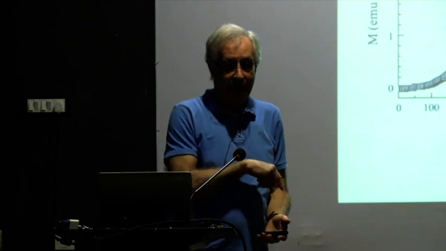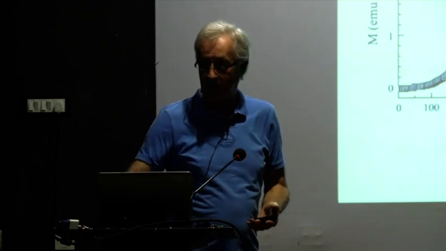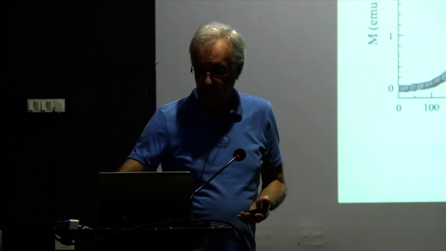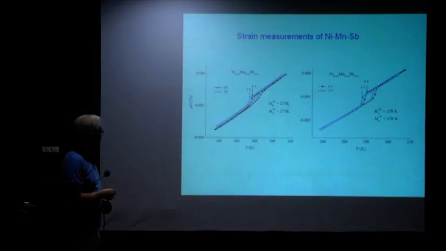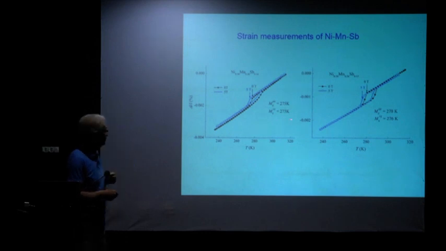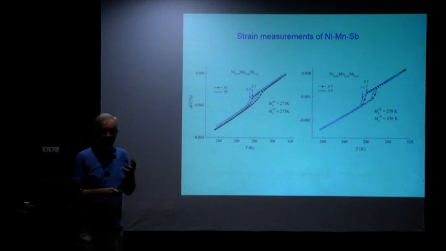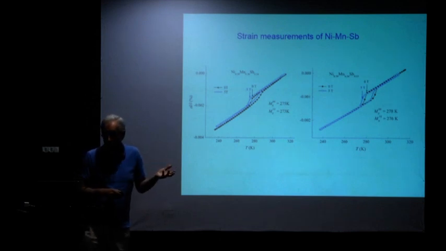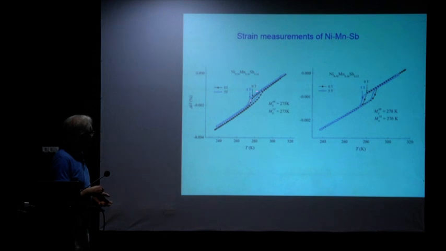So how would this reflect in the strain measurement if we measure the strain in nickel manganese antimony? And well enough, you see here that the situation is not like as in nickel manganese tin and nickel manganese indium, but rather this nickel manganese antimony looks more like nickel manganese gallium in one sense. The relative length change is very small. There is a shift of the transition with changing field. These are done for 2 different compositions. You can see both of them.